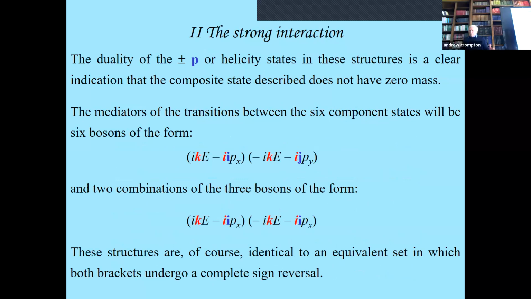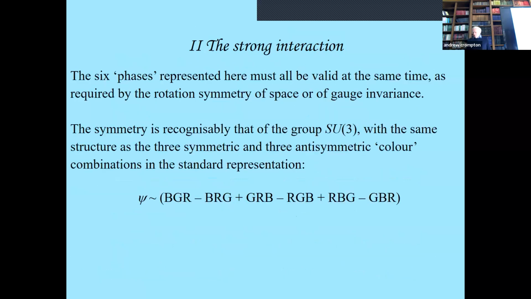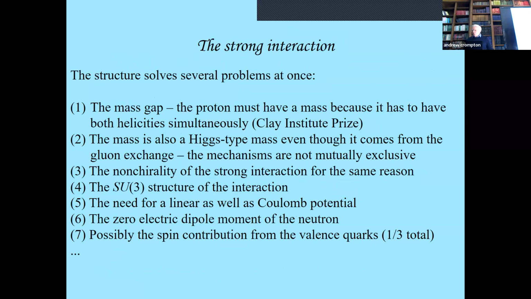And your mediators look like that, and then there are 8 of them because through group theory it reduces to 8 instead of 9. The phases look exactly like the combinations that I've just done. They're the same structure, and that solves many problems.